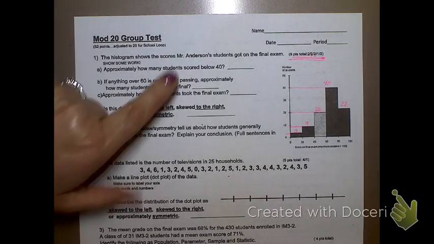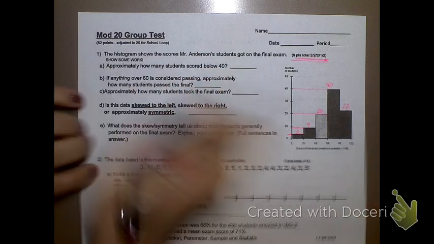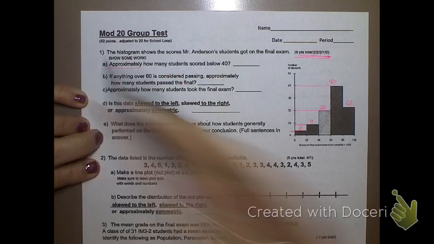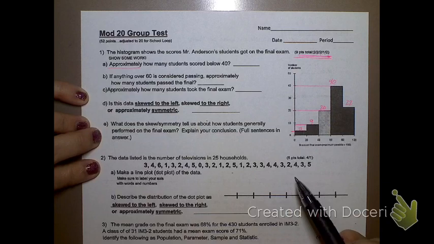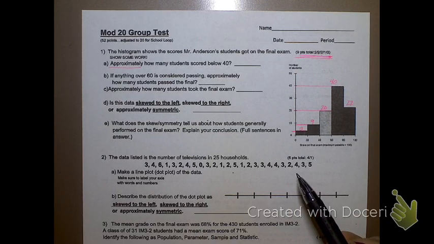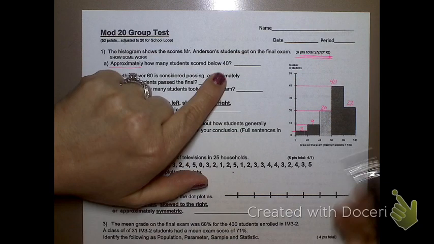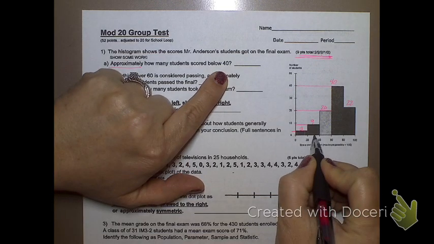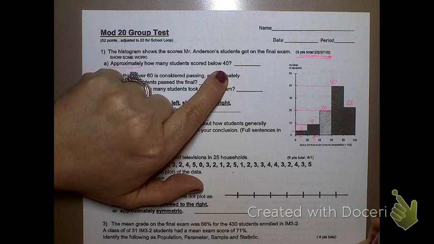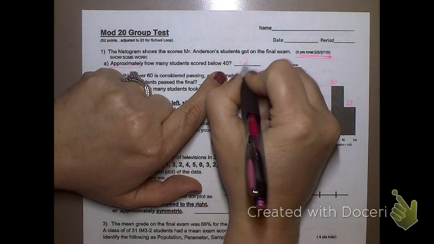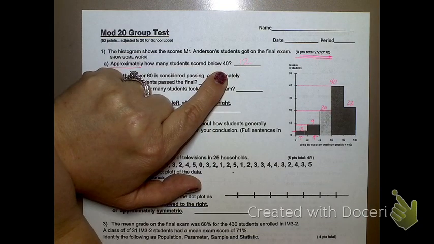Okay, so how many students scored below 40? By the way, I have to say approximately because these are not exact values, right? It's not counting by ones. You can't clearly see how much it is. So below 40 would be this box and this box, yes? 9 plus 3 is 12. Some people put 13.